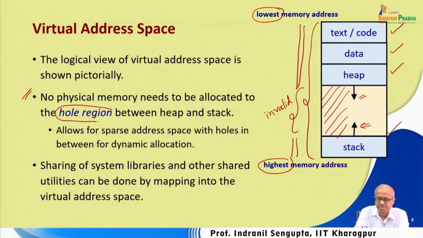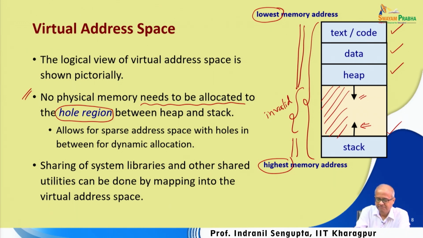This is what is explained here: the vacant region between the heap and the stack, we refer to as the hole region. This is actually free space where nothing is there presently. So, no physical memory needs to be allocated to this region, because there is no meaningful data presently stored there. As I said, this so-called hole region is kept either for dynamic memory allocation for the heap to grow, or for recursion or function calling where the stack can grow.